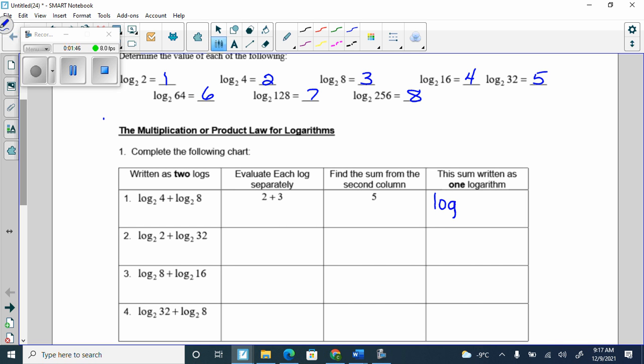Log base 2 of 4 times 8. It's log base 2 of 32, which is 5. Same answer. No way.